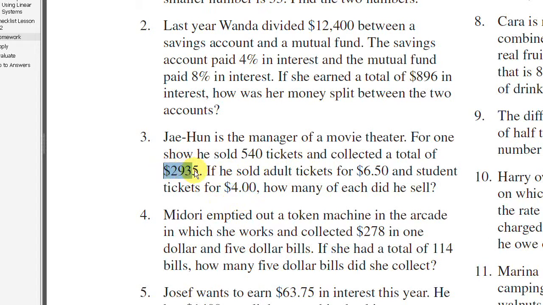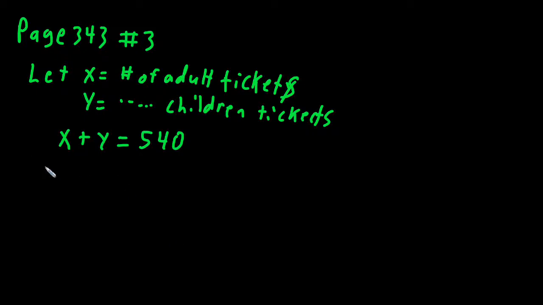Let's see, it was $6.50 for the adults, so 6.50x, and $4 for the children, 4y. That's how much money you'll make. And then altogether they made $2,935. Let me see here. Yes, it's $2,935. $6.50 for an adult ticket, $4 for a student ticket. So now we have the two equations.